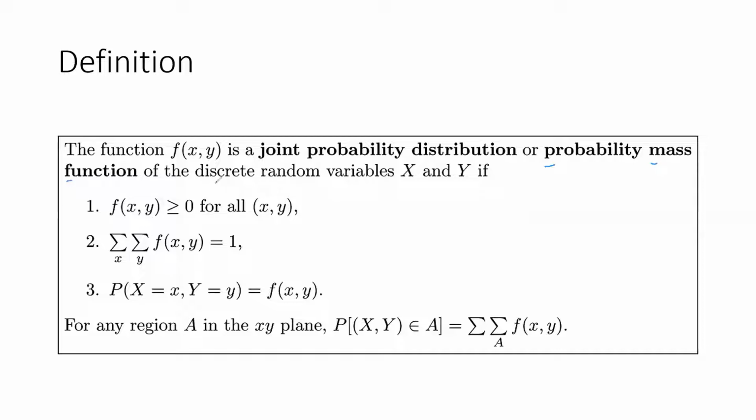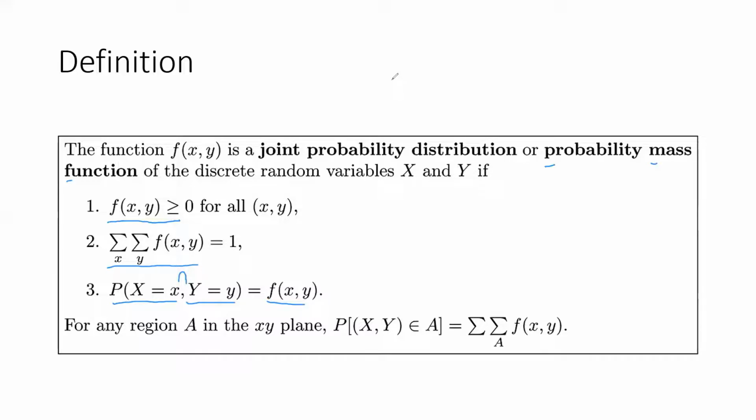The discrete random variables X, Y have a joint PMF if, first of all, the function itself is non-negative, and the sum of f(x,y) for all x, y is 1. So the probability of everything ought to be 1. And the meaning of f(x,y) is the probability that X equals little x and Y equals little y. You can treat it as the intersection of two events.